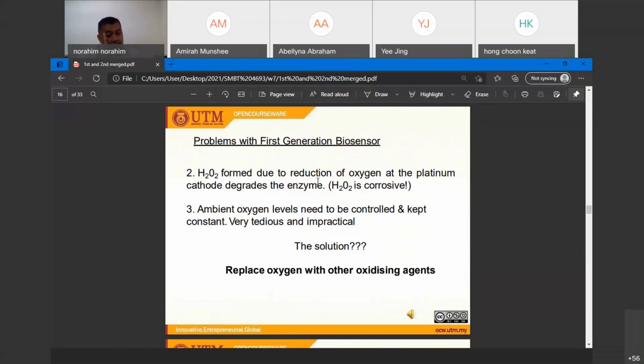But the third one is the ambient oxygen levels, because you need oxygen, only oxygen, dissolved oxygen inside your cell. The oxygen levels have to be controlled at all times and kept very constant. So this is very tedious and very impractical. So inilah masalah-masalah dengan the problems with the first generation.